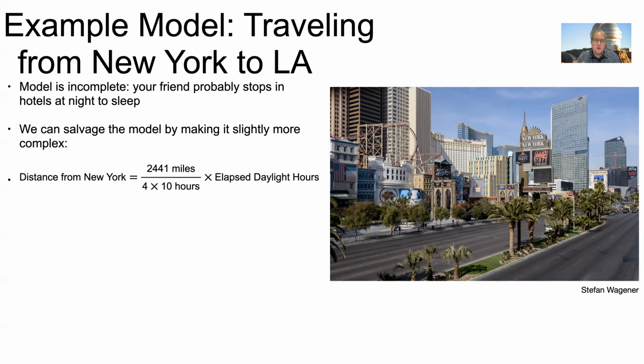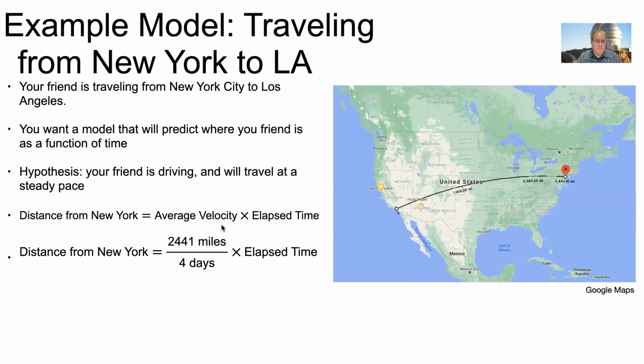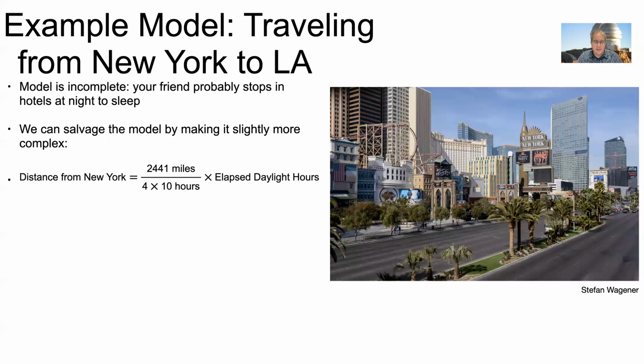We have to make a few corrections, add some more complications, and the model will still do what we want it to do. And so rather than what we did before, which was looking at the number of miles over the total number of days, we can assume that our friend is only going to travel for about 10 hours during the day. We make our equation a little bit more complicated. You don't have to worry too much about the details here, but essentially we assume our friend is only traveling during daylight hours. We assume he travels 10 hours a day. And now we have a more accurate model of where he is.